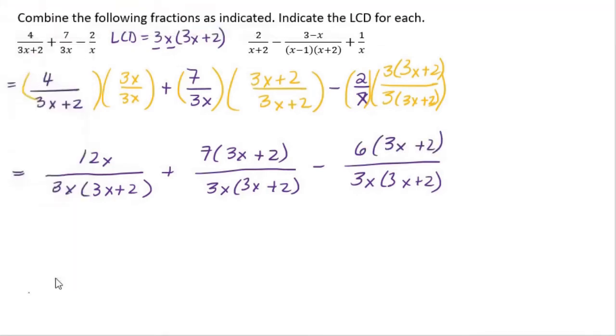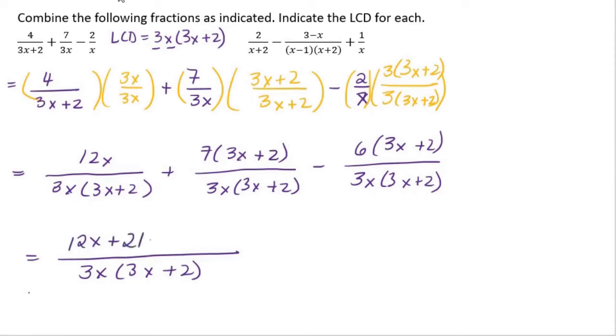Okay, now we know we're almost at the end because we can write all of this as a single fraction. We'll almost certainly have some tidying up to do in the numerator, some simplification, but our denominator is set. So reading from left to right, I have 12x plus 7 times 3x plus 2. So I can go ahead and write that as 21x plus 14.